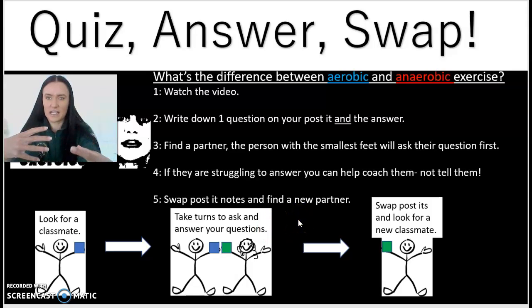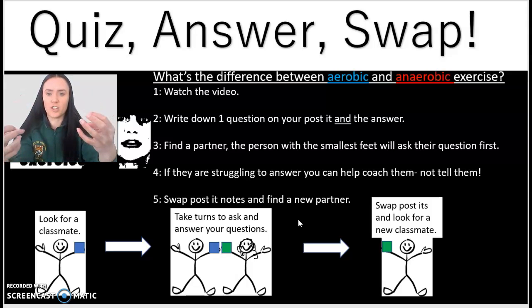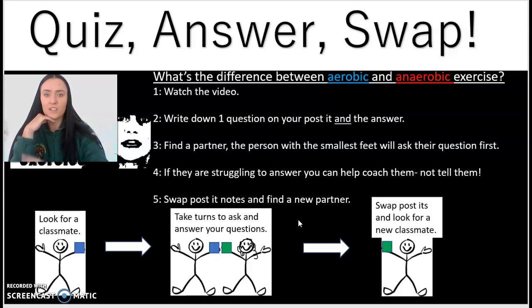If their partner is struggling to answer it, then they're allowed to sort of gently nudge them and coach them towards the right answer, but not actually give them the answer. So it's just encouraging them to think for themselves. And also them being the teacher gives them the feeling of being the more knowledgeable other and feeling like they've really got a grip on what it is that they're asking the question about, whether it's the difference between them or something that they really know about anaerobic respiration or exercise.